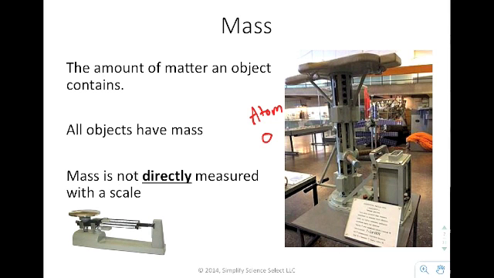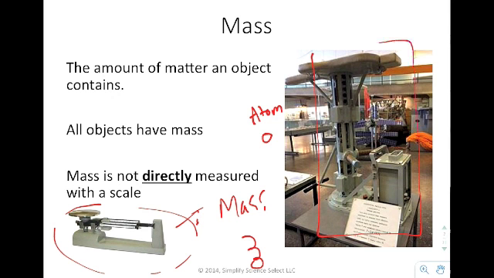Now, mass is not directly measured with a scale. Okay, you may think, well, this tells me the mass, and you're right, it does. But what it does is it has a spring that actually measures the gravitational force, and then it converts that into mass. In order to directly measure mass, you would need one of these, which is called an inertial balance. We tend to not have those, so we say that mass is measured with a triple beam balance, even though it's not directly measured with a triple beam balance. It's a little tricky.